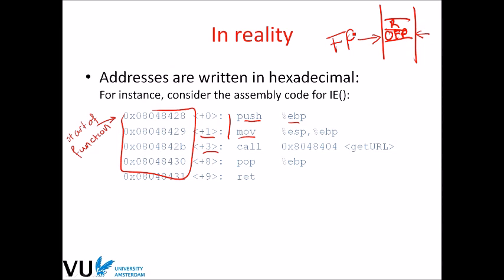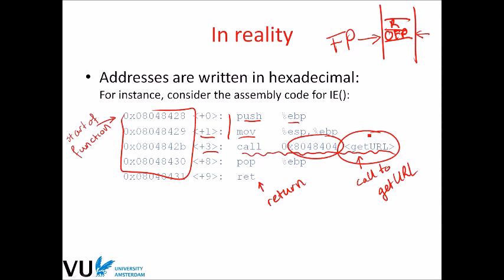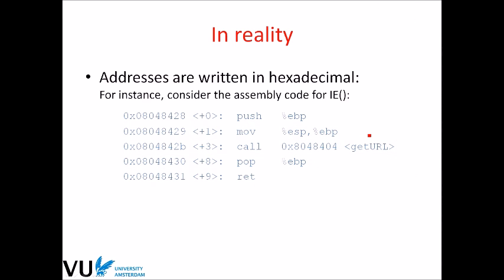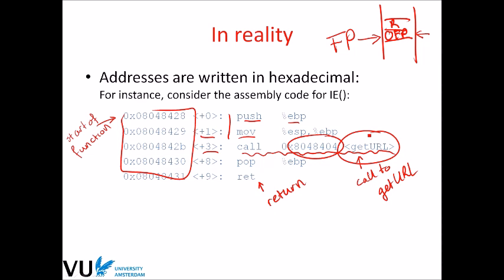All right, let's now look at the call, because this only works, of course, if the return address is also pushed onto the stack. Well, that's done in the call. So here we see a call instruction that calls this address, which happens to be the get URL function, as expected, which exactly coincides with what we've seen in the first part of the lecture. Finally, we see a return which returns from this function. So it pops the return address off the stack and returns to that address.